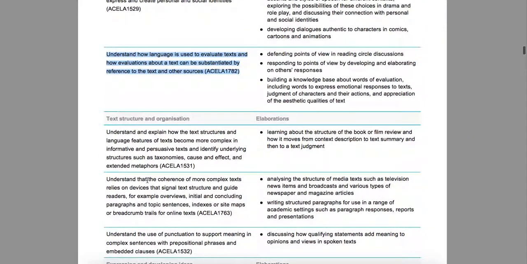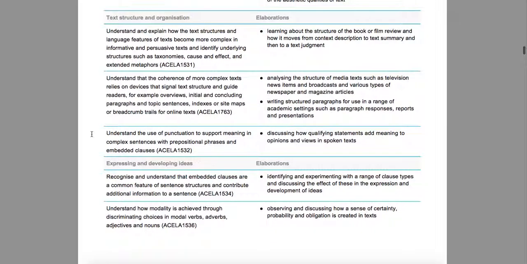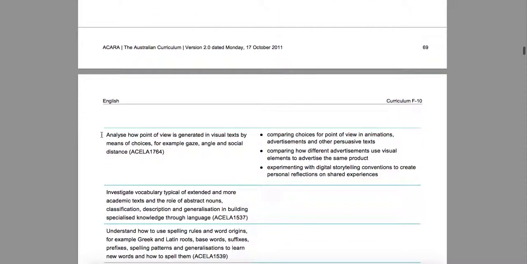Okay, what else is in here? Let's have a read. There are lots of them. I mean, this one here could work. The language features of informative and persuasive text, again linking to the assessment. I'll just go down a little bit. Okay, analyse how point of view is generated in visual texts. That is absolutely perfect when we're talking about a picture book and we're talking about representations, which implies looking at the author's point of view. This one would definitely link.